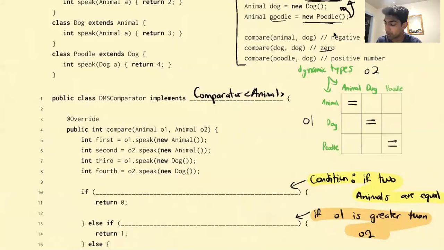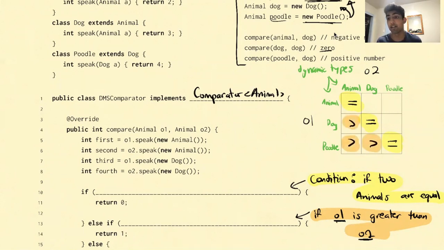We can think about these as these yellow cases that correspond to the first condition, right? So our first condition should make sure that it accounts for all three of these cases. In order for O1 to be greater than O2, it's going to be one of these three cases. Either O1 is a dog and O2 is an animal, O1 is a poodle and O2 is an animal, or O1 is a poodle and O2 is a dog. We can correspond these to the orange cases.